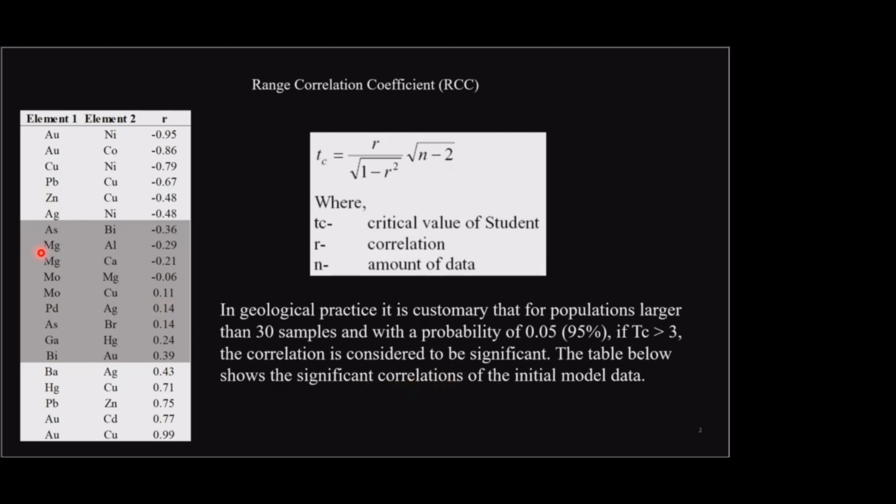In this table here to the left, I have ordered all our correlations starting from the most negative to the most positive. As you know, correlations vary from -1 to 1. This gray area here are the correlations that are not significant.